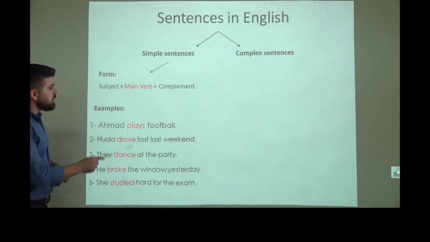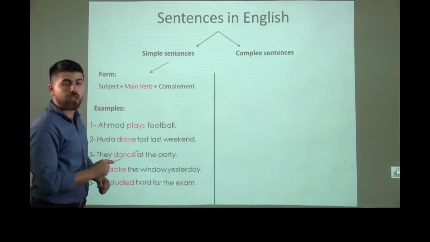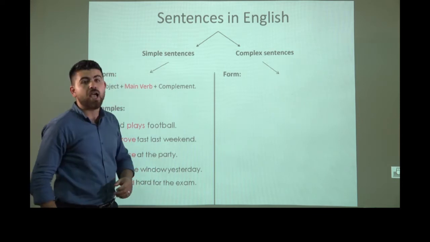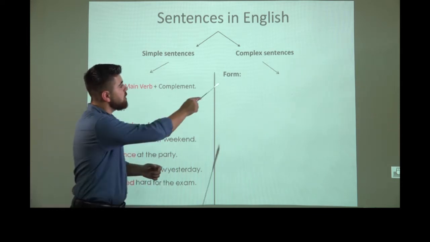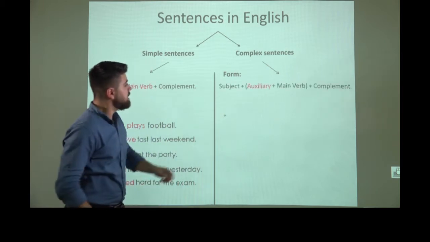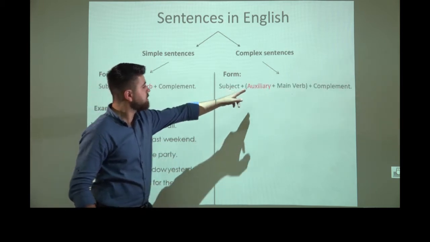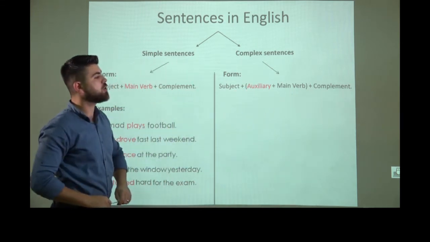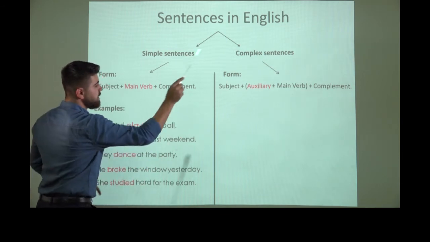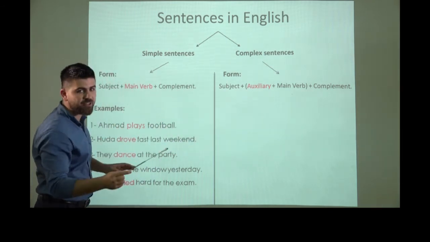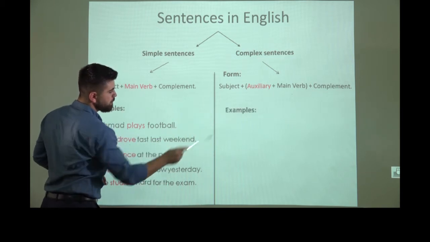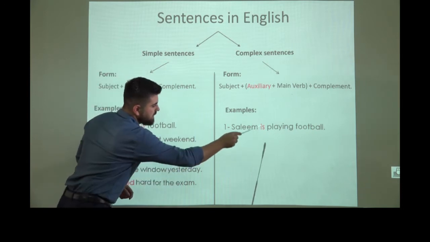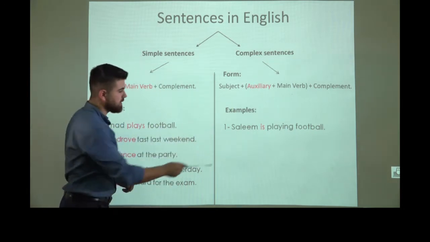Okay. Next. We are going to deal with the complex. Now, the complex sentences form is شكلهم subject of course, auxiliary, the helping verb, main verb, and complement. What is the difference? Here we have an auxiliary, here we don't have an auxiliary. Some examples. Salim is playing football. Is here an auxiliary, so it is a complex.